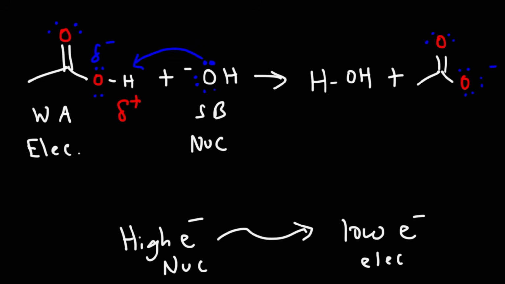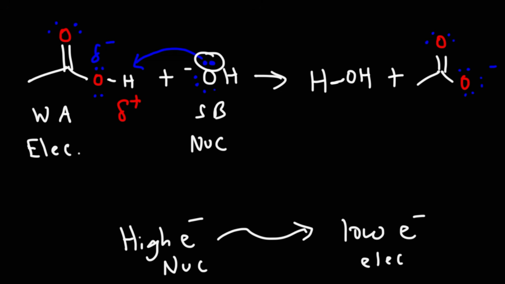Now think about what's happening here. This arrow tells us that the oxygen is going to use two of its electrons, or one lone pair, to form a bond between itself and hydrogen. So those two electrons are right here in this sigma bond. They were used to connect the hydrogen and the oxygen.